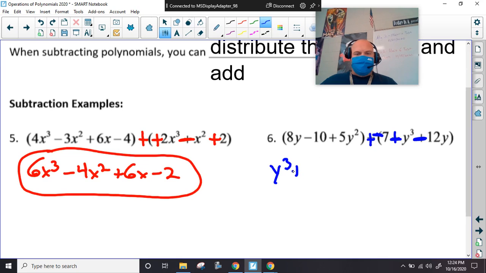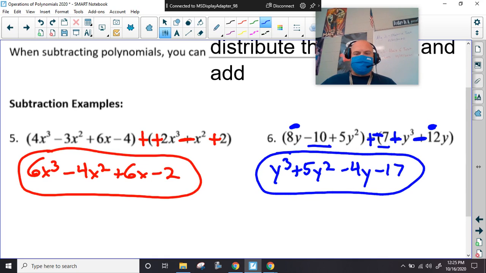No other to the second power. We do have these with y, so that's 8 minus 12, so that's minus 4y. And -10 minus 7, -17. All right.